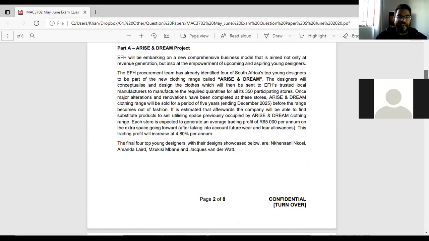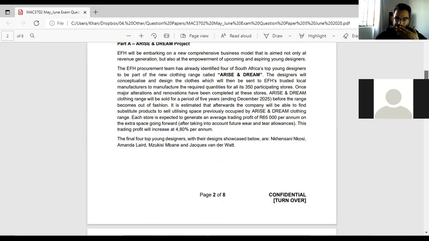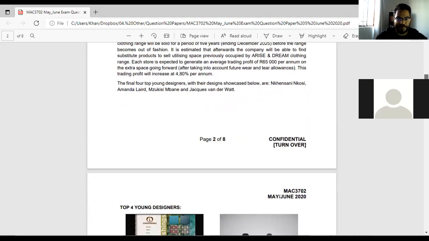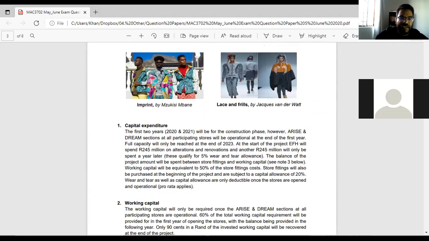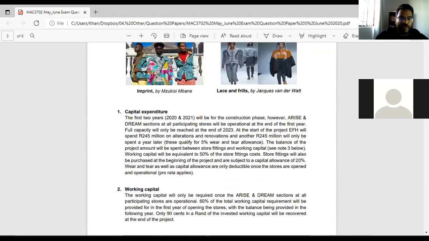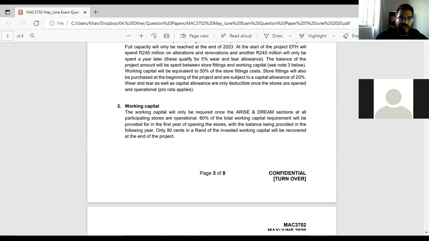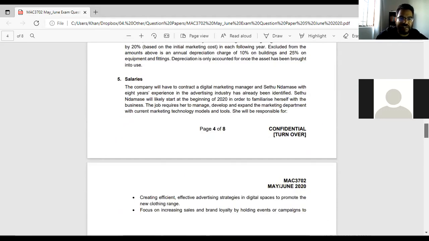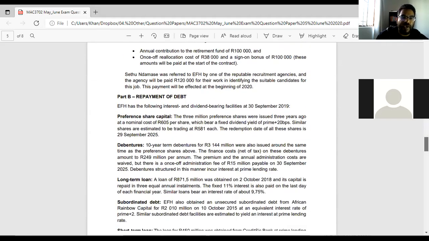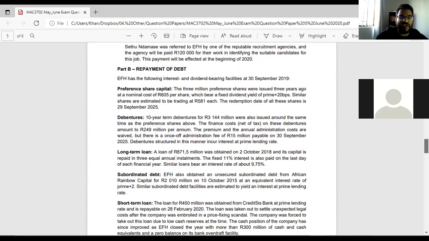Part A, you can see a Rise and Dream project. When you see the word project, most likely it's capital budgeting. So under part A, we have capital expenditure, working capital, sales, operating costs, and salaries. Then we have part B, which is repayment of debt.